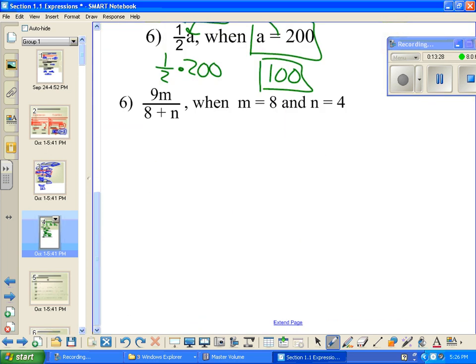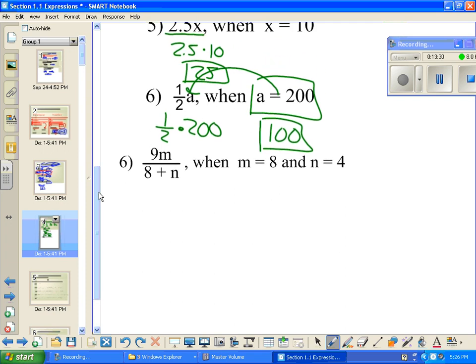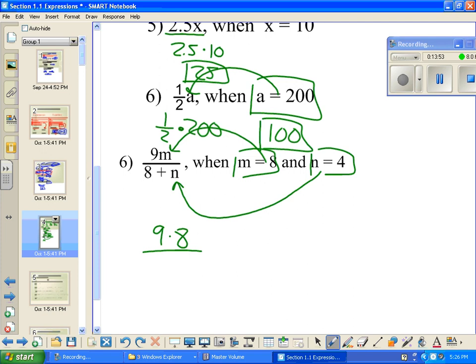Okay. And last one on this page, 9m over 8 plus n. Same kind of thing here. I have m equals 8, n equals 4. They give me two different variables that I can put into this expression. That's fine, not too difficult. I can still say, okay, well, m equals 8, so I'm going to put the 8 in for m up here. n equals 4, so I'm going to put the 4 in for n down here. So what happens? I get 9 times 8 on the top, and on the bottom I get 8 plus 4.